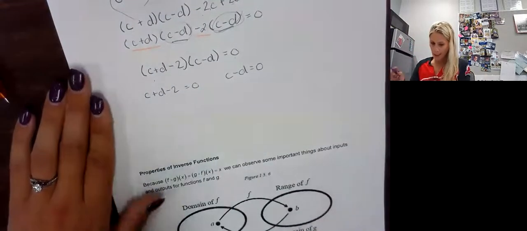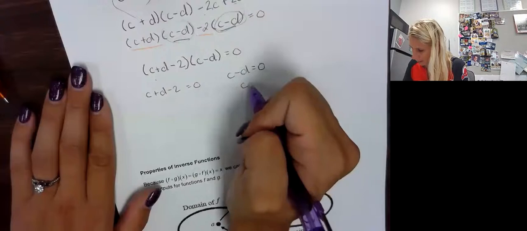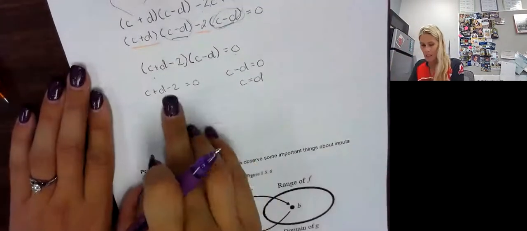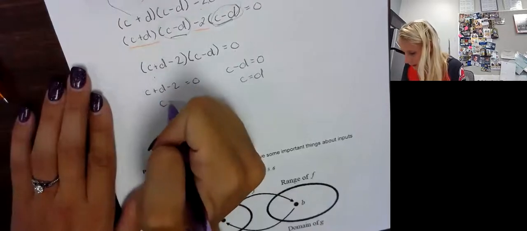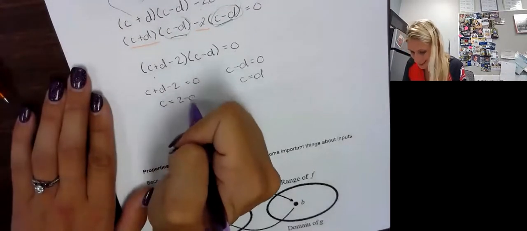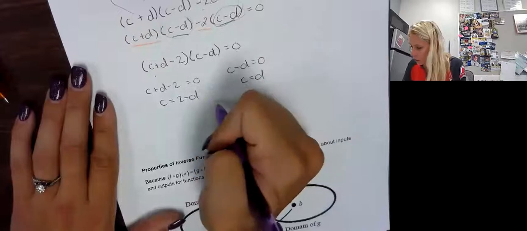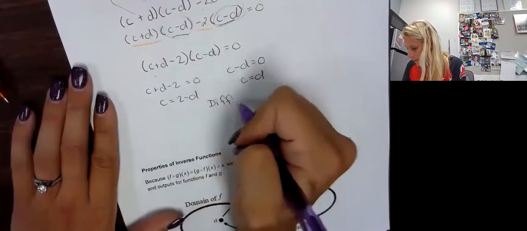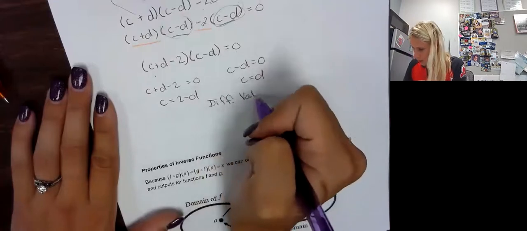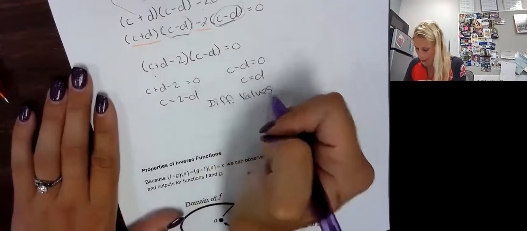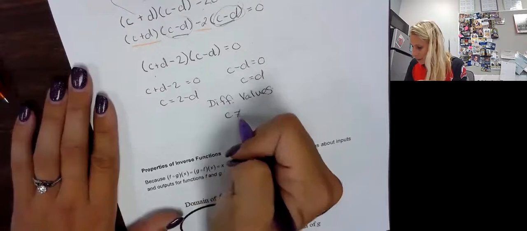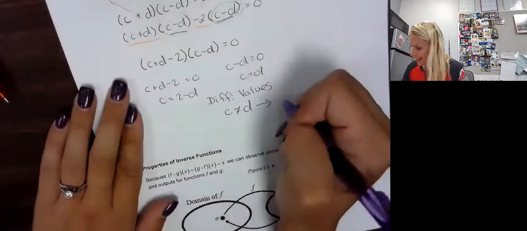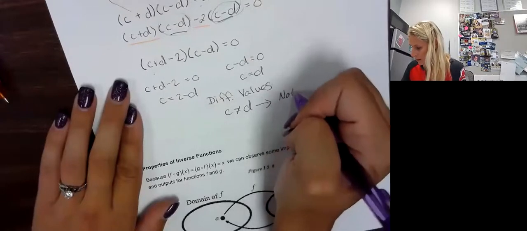Okay. Well, in this one, we get c equals d, and that's actually what we wanted, right? But the problem is here. When I solve, let's say for c, I get 2 minus d. These are two different values, which means necessarily that c does not equal d, not all the time. So that would indicate it is not 1-to-1.